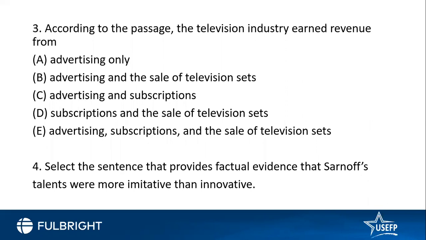Then, according to the passage, the television industry earned revenue from advertising only, advertising and the sales of television sets, advertising and subscription, or sale of television sets. So there were multiple options, and the revenue of the television industry was from advertising and the sales of television sets. Then the last question: select the sentence that provides factual evidence. So this would also be one of the questions in which you would have to select one of the sentences to be correct for this statement.